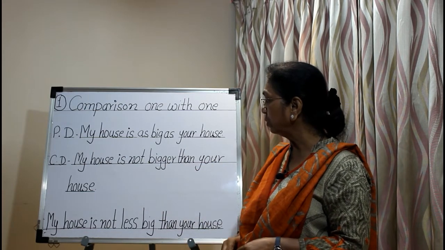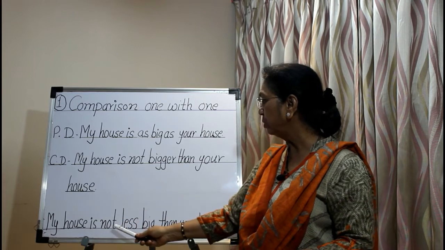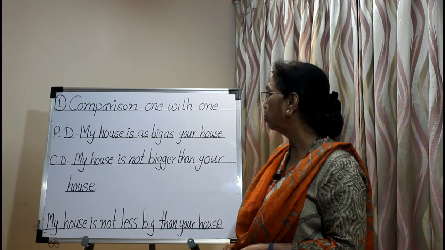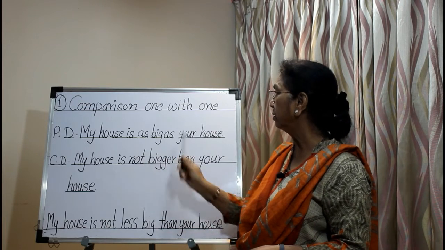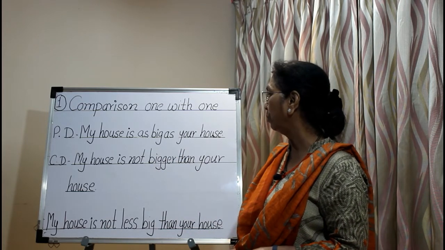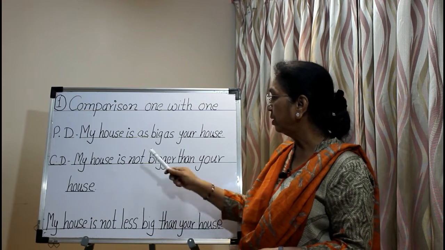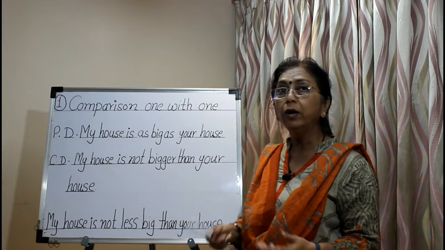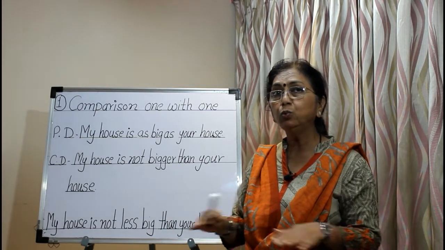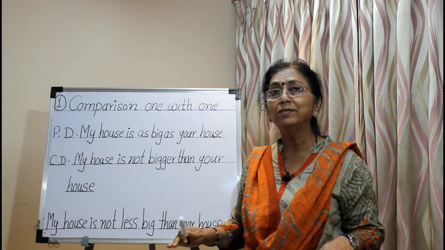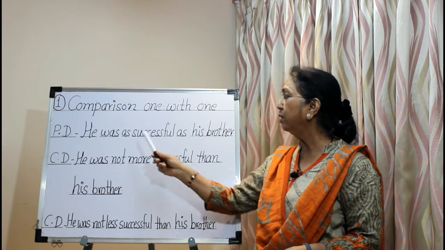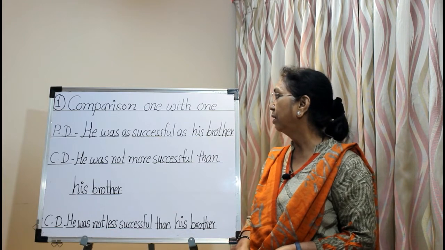We can also say that my house is not less big than your house. So when the two things, two persons, two places are equal, we can change the sentence in two ways. So see one more example, when two things, two places, two persons are equal. See one more example when the quality is equal.